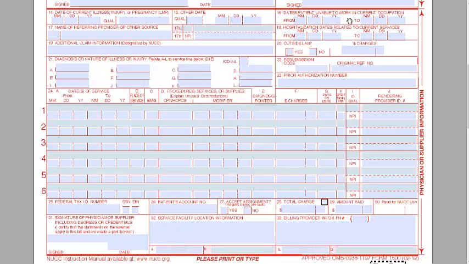Item number 16 is the dates the patient's unable to work in the current occupation. That's for workman's comp claims. We're going to leave that blank. Item number 17 is where we put the name of the referring physician. If the patient was referred to us, we put that information here. Otherwise, we can leave it blank. 17B is the NPI number of the referring physician. If we don't put anything in 17, we leave 17B blank.